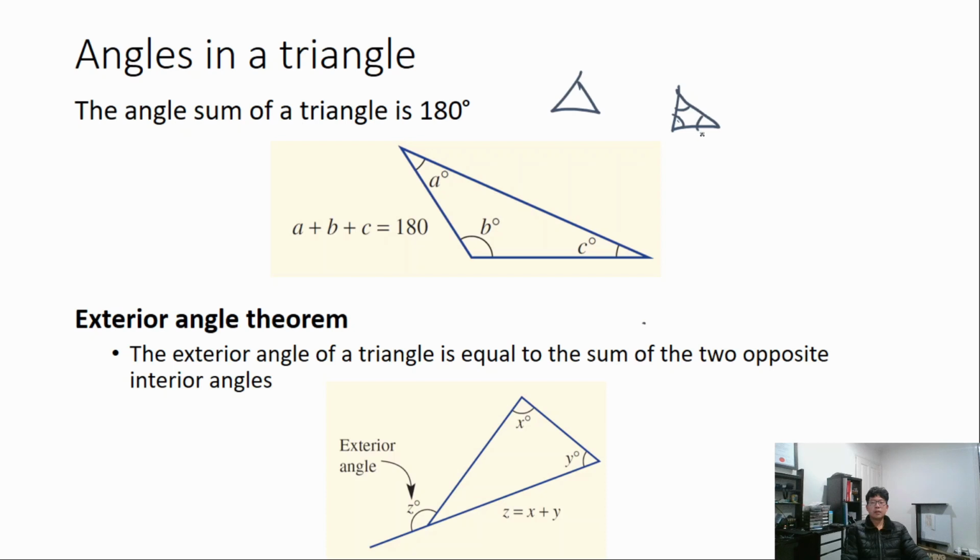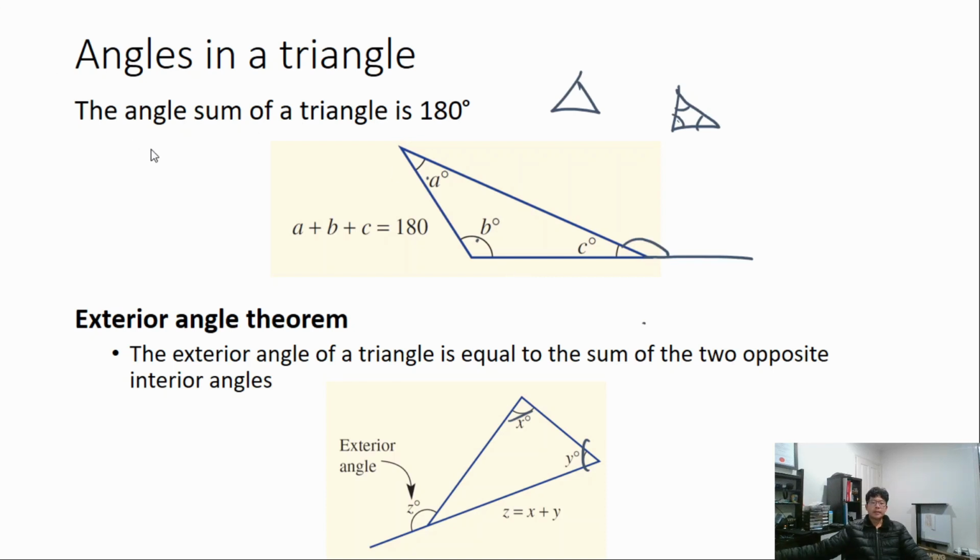Sorry about that. And the exterior angle theorem. The exterior angle of a triangle is equal to the sum of the two opposite interior angles. So you can see how that angle is going to equal that plus that. In this case as well, let's go over here. That exterior angle is going to equal that plus that. So just keep that in mind.